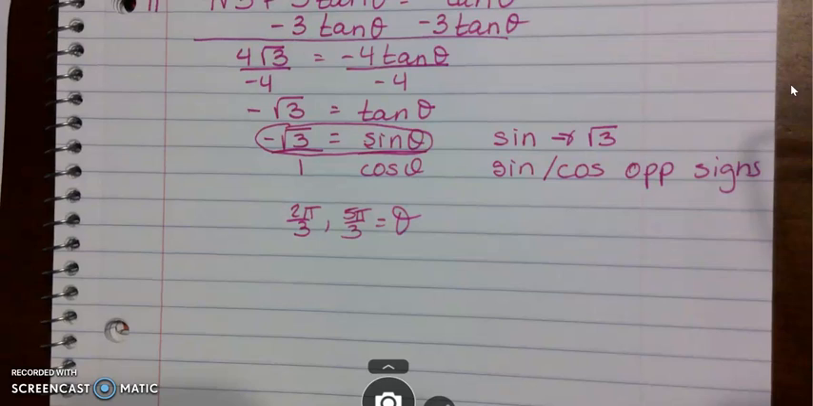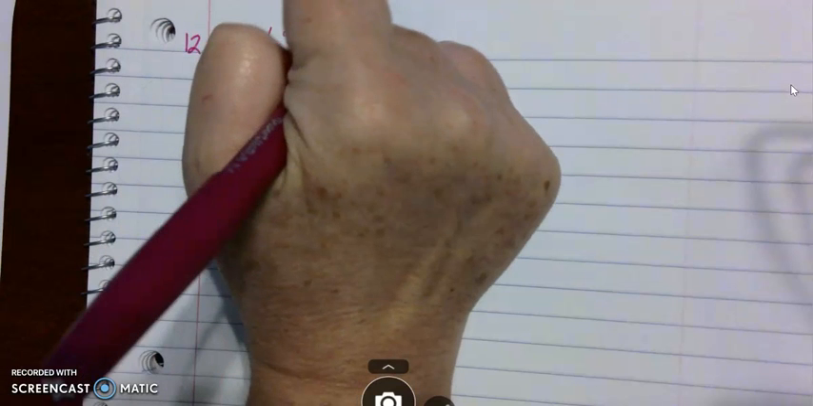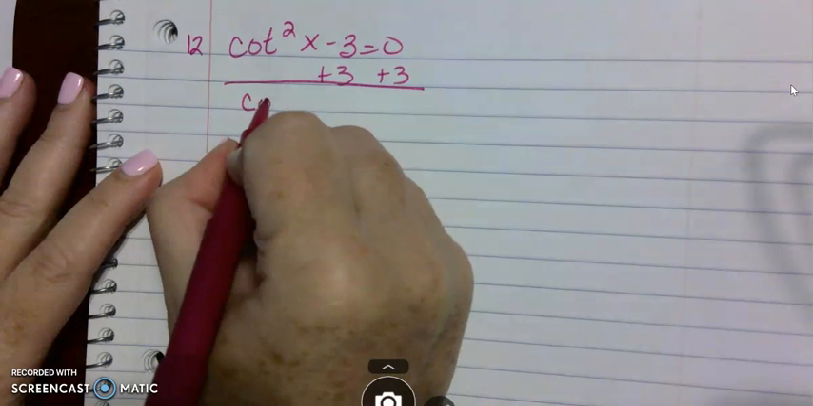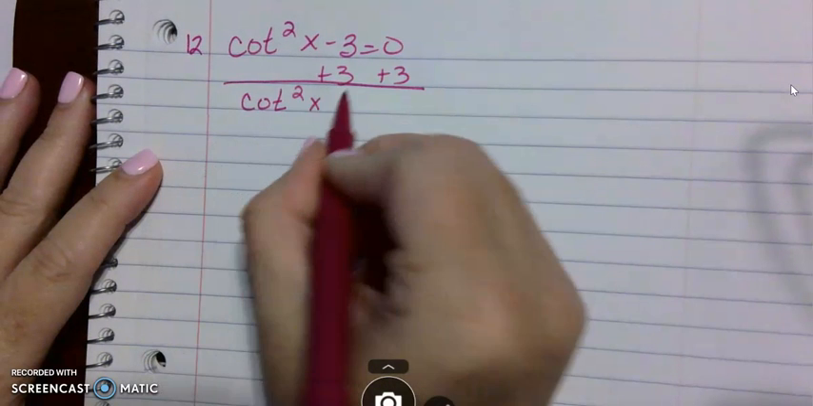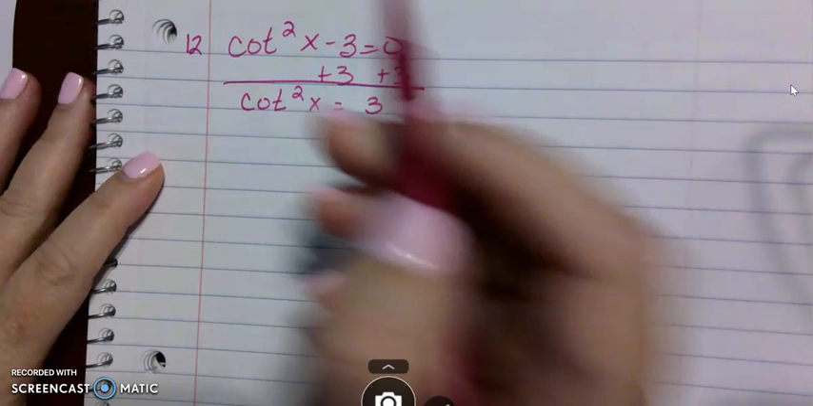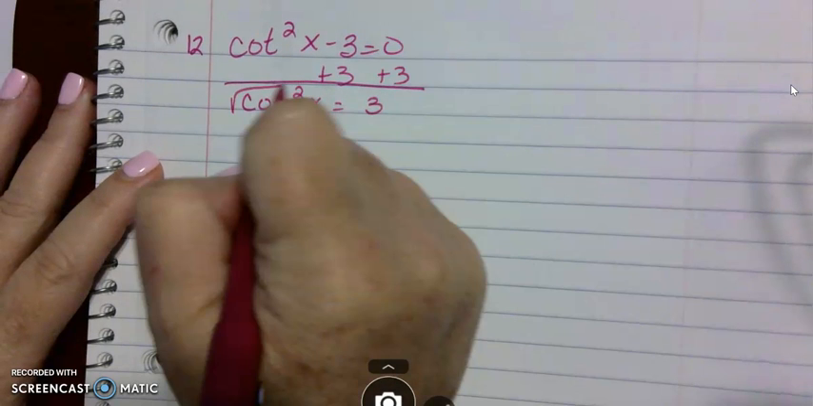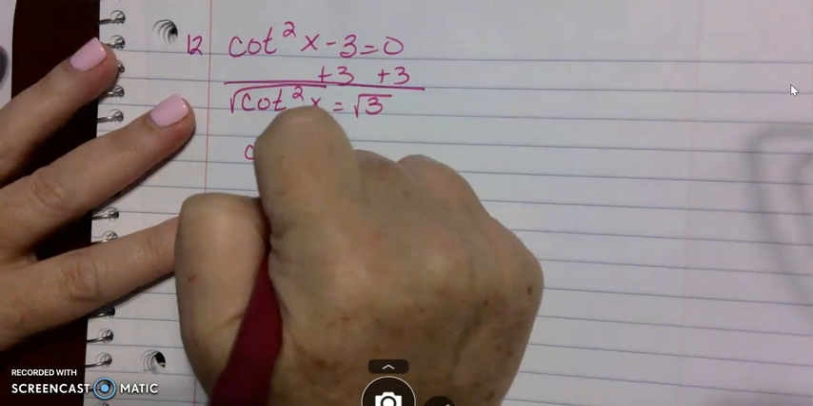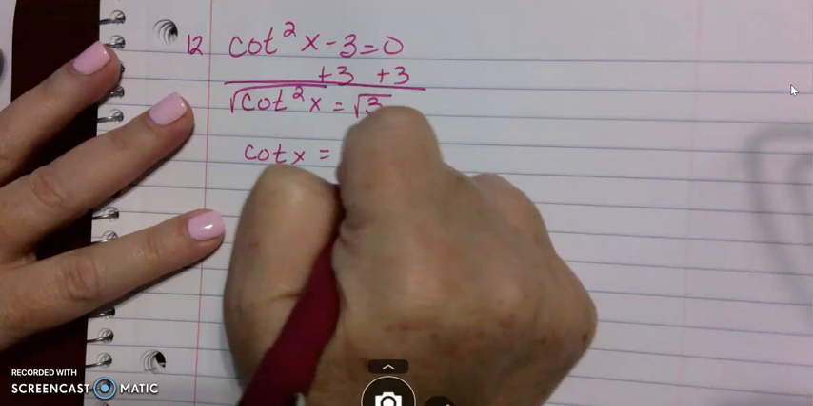I know. My terms are fun, and yours are all different. Okay, so number 12 is cotangent squared x minus 3 equals 0. So I'm going to add 3 over. So cotangent squared x equals 3. And so now we're going to take the square root. Notice I had to put the square root in. Equals plus or minus the square root of 3.